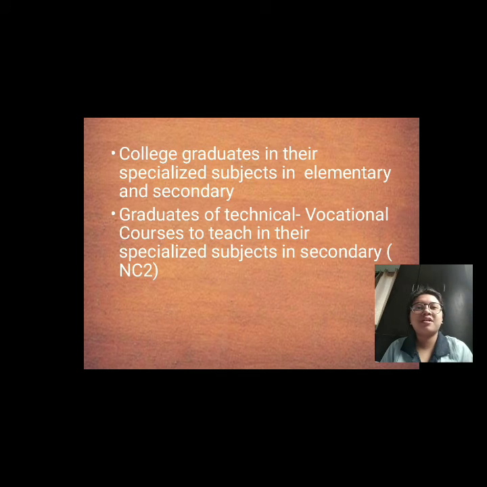It is the college graduates in their specialized subject in elementary and secondary. For example, in junior high there are 4 years, and in the Philippines, in the time of President Aquino, he signed that law to add 2 years to our studies, or the senior high school or the K-12 curriculum. And for the graduates of technical vocational courses, to teach in their specialized subject in secondary, or NC2. For example, in the TLE, they offer cooking, so they get this NC2 certification. But we will focus on the NC2 in the other part of our lesson.